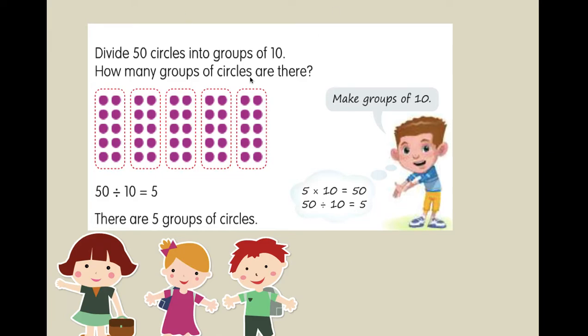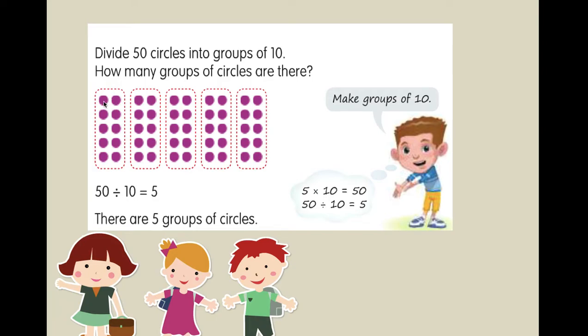So I want you, whenever you are doing your division word problems, pay attention how you are going to divide. First highlight your question, and it will become easy for you. So we are going to divide 50 circles into groups of 10. That is, each group will have 10 circles. How many groups of circles are there? Now, we have totally 50 circles, and we are going to divide these 50 circles into groups of 10.